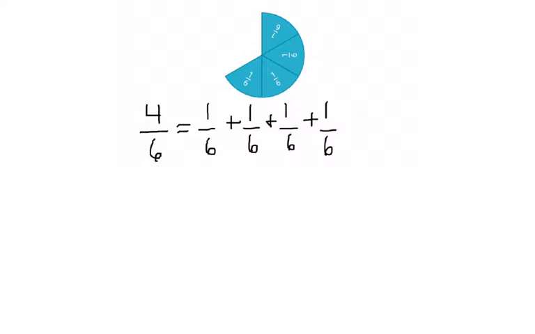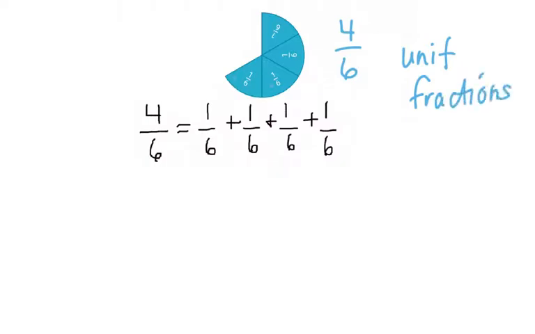Here we look at 1/6. If we take 1, 2, 3, 4 and add those together, 4/6 is represented by the blue shaded in fraction pieces. If we were to break that down into unit fractions, we're going to break it down into its smallest parts, where 1 is a numerator. This picture shows me 1/6 plus 1/6 plus 1/6 plus 1/6 gives me 4/6. So I decomposed the fraction or broke it down into its smallest parts.